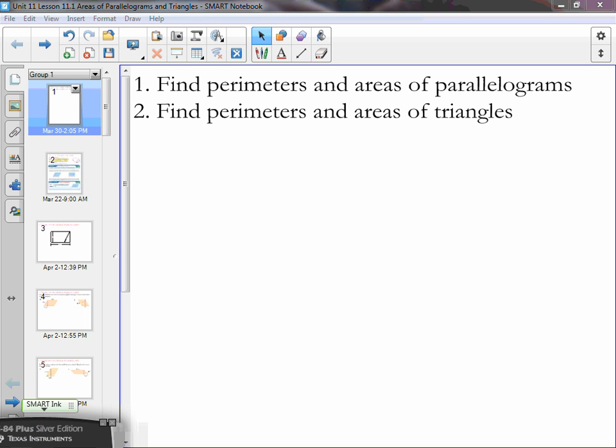Page 763. We have two learning targets. We're going to find perimeters and areas of parallelograms. We're going to find perimeters and areas of triangles.